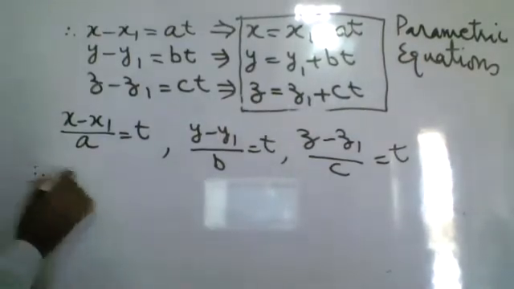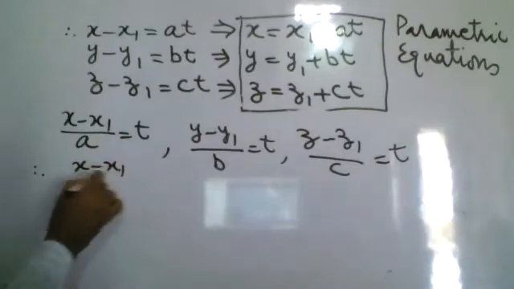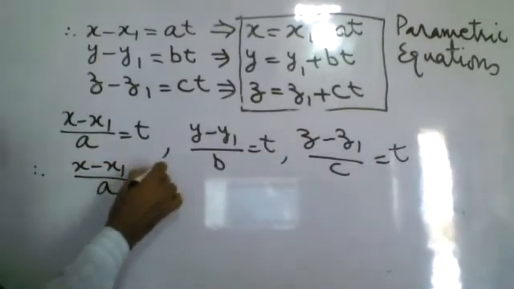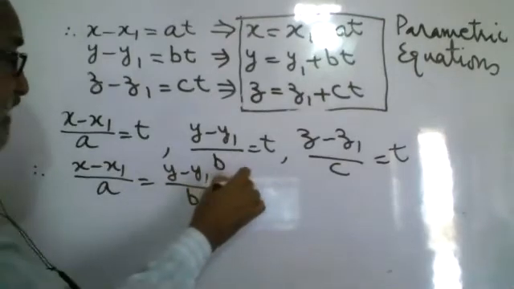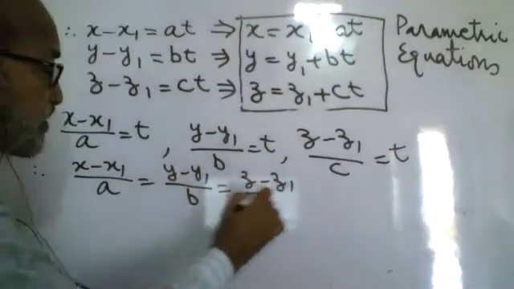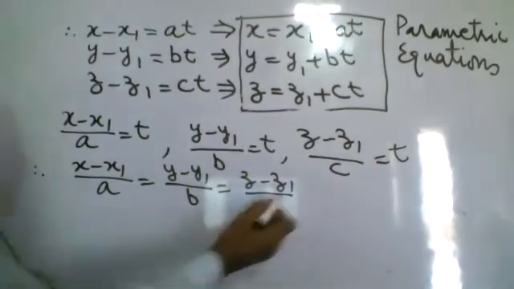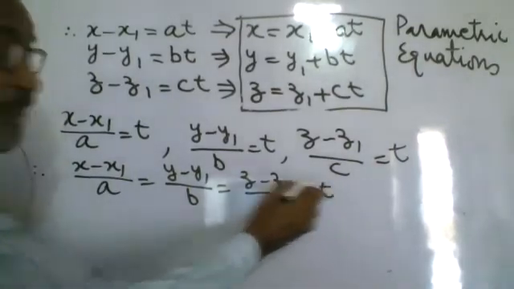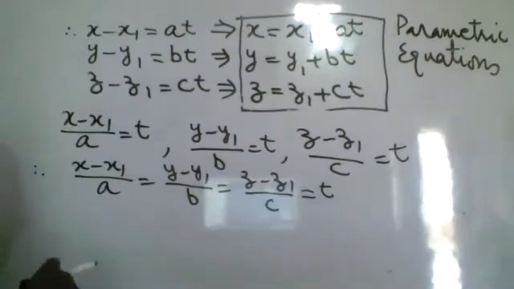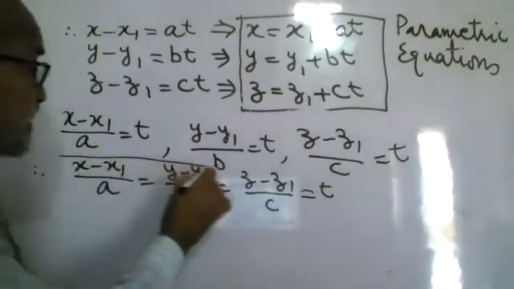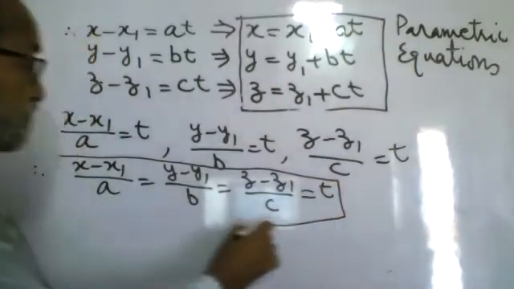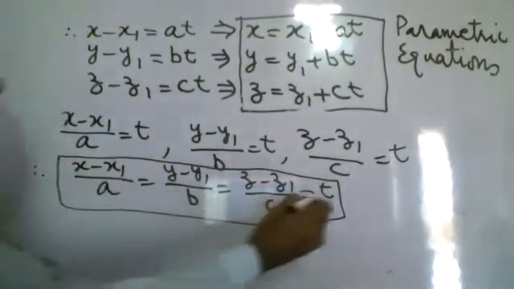Hence, x minus x1 upon a is equal to y minus y1 upon b is equal to z minus z1 upon c, because all are equal to t. Every one of them is equal to t. So this equation is called the symmetric equations of the straight line.